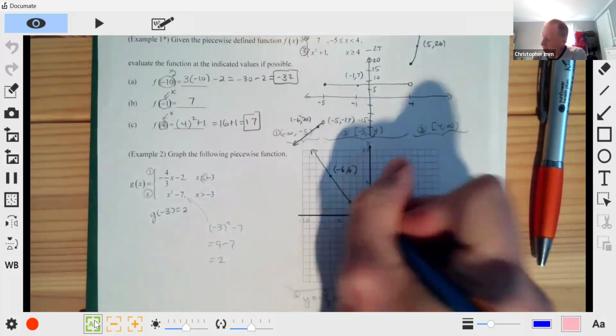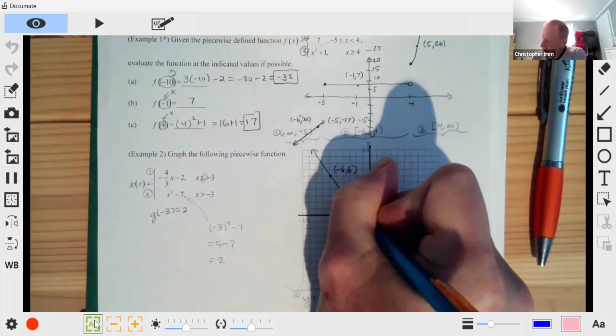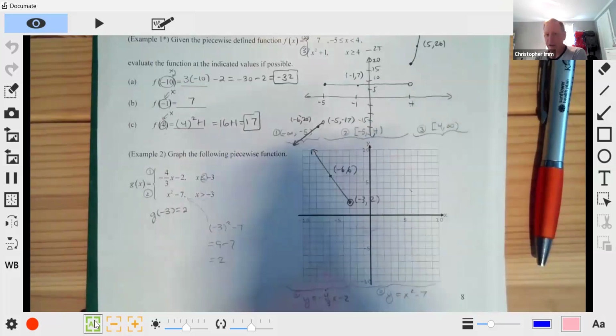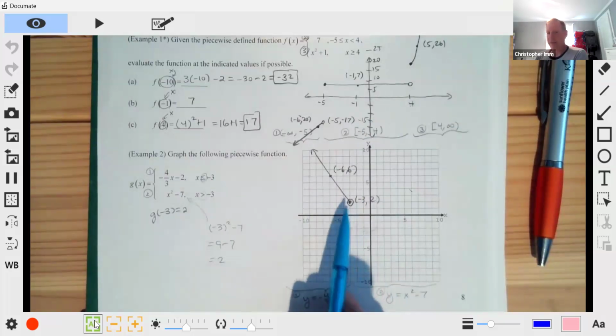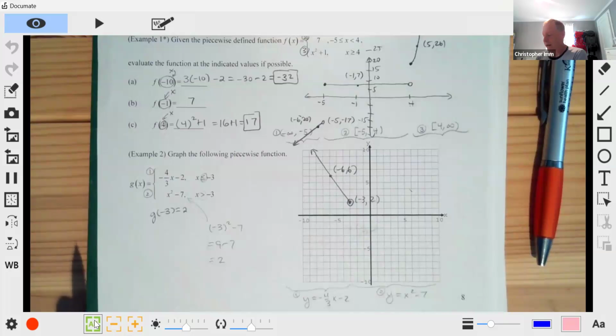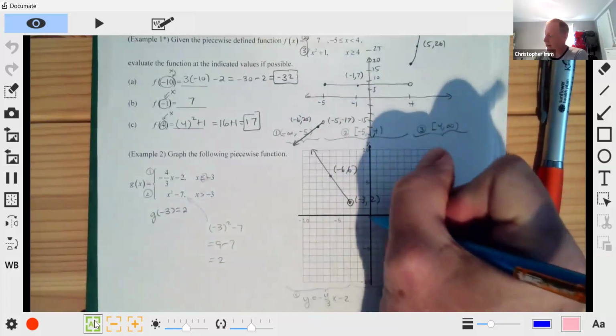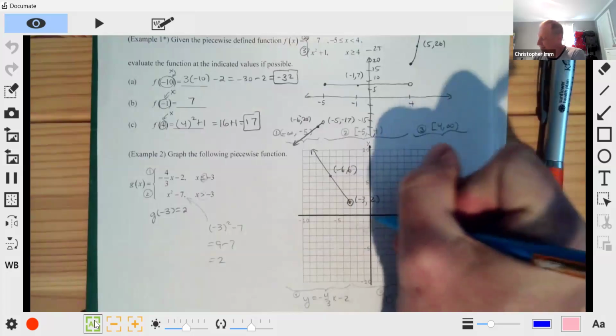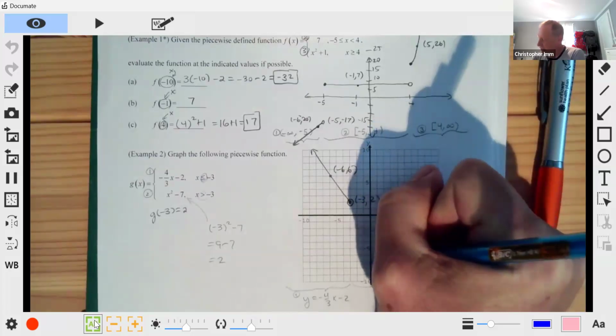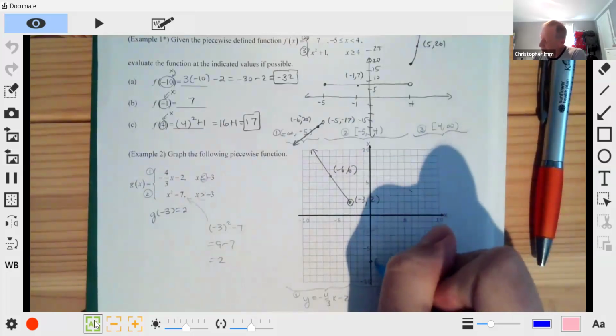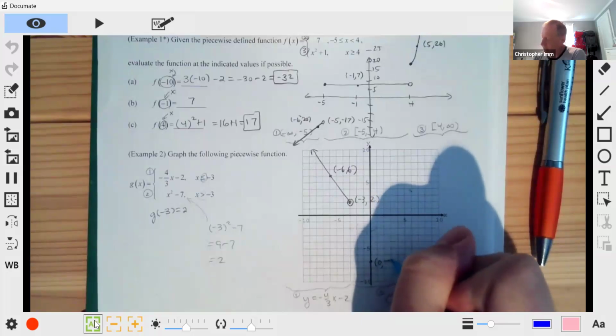Perfect. So I'm going to go here and I'm going to make an open circle, which tells us that parabola has been filled in there. That's right. So notice that I do have this parabola. And what does that -7 do to the parabola? It shifts it down 7, doesn't it? Exactly. So this point 0, 0 will be shifted down to 0, -7. So we can sort of fill it in that way.